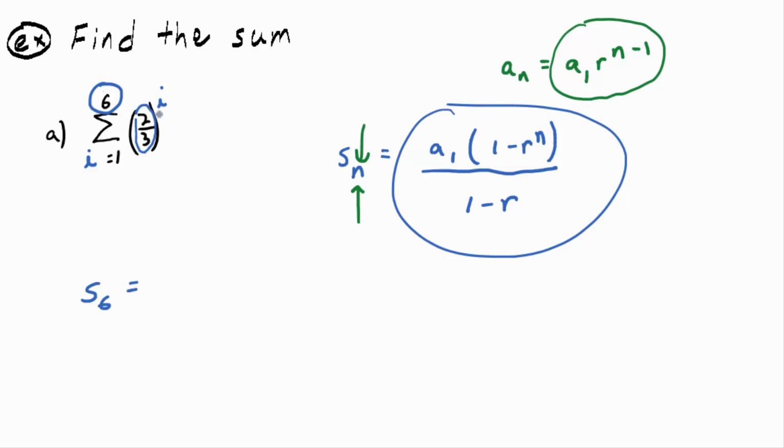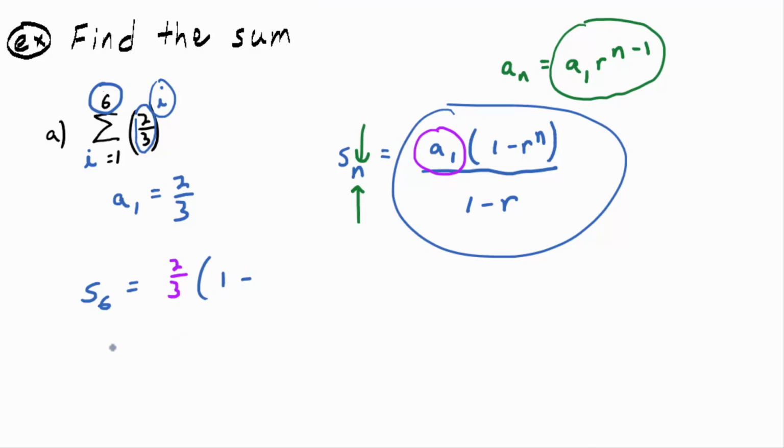What was that first term? I erased it, but you could always find it by just plugging in i. I changed it to i equals 1. What was a1 again? Just plug in 1, and you'll get 2/3 to the 1, or just 2/3. So for this right here in your sum formula, plug in 2/3. And then 1 minus, what did r turn out to be?